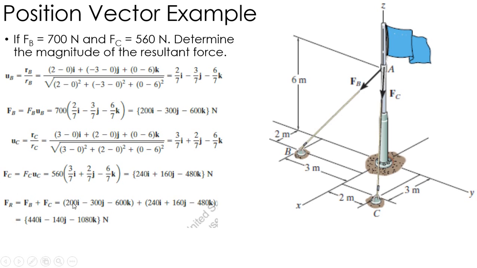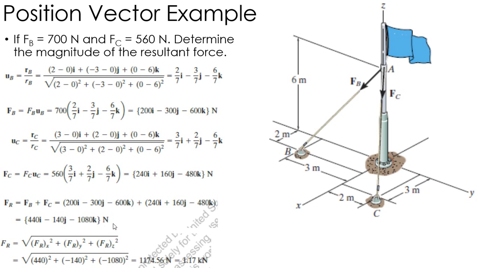Here's Fb. I add it to Fc, so i plus i is 440. j plus j gives me negative 140. And k plus k gives me negative 1080. Then to find my magnitude, I just take the square root of the sum of the squares: 440 squared plus 140 squared plus 1080 squared, and I get 1175 newtons, or 1.17 kilonewtons.